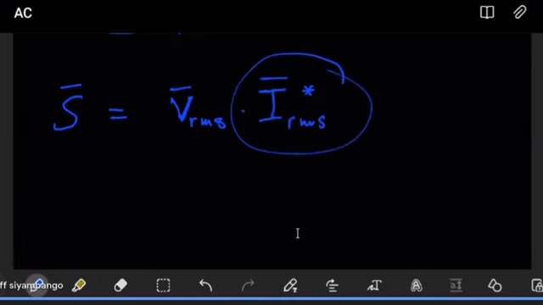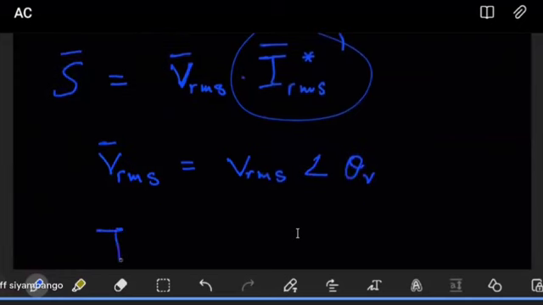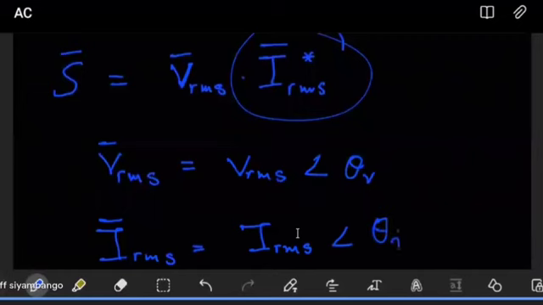Now, how does this work here? Firstly, you have the V phasor. What would the V phasor be in terms of the RMS here? Expressed in polar form, this is going to be V RMS, and then the phase angle, theta V. Next, you have the current phasor, RMS, also expressed in polar form. This is going to be I RMS, then the phase angle, theta I. So theta I denotes the phase angle in the current, and theta V denotes the phase angle in the voltage supply.